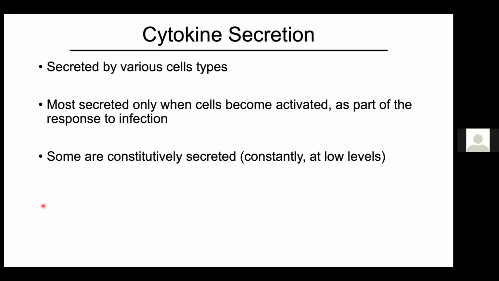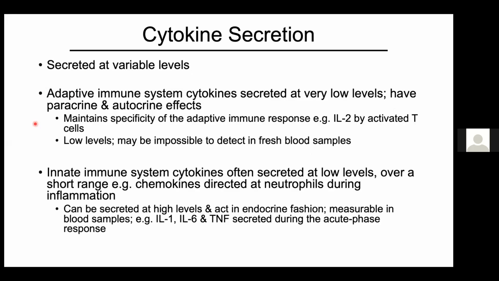But some are constitutively secreted, so they're always being secreted constantly, but at very low levels. But most would only be secreted when there's an inducing stimulus, which usually would be an infection. They're secreted at variable levels, so sometimes it just depends on the strength of the immune response, okay? So that's why you see some patients, for example, with SARS-CoV-2 would get a cytokine storm where they're getting an uninhibited and uncontrolled cytokine secretion, while others are getting just a low-level secretion that doesn't really make them very sick.